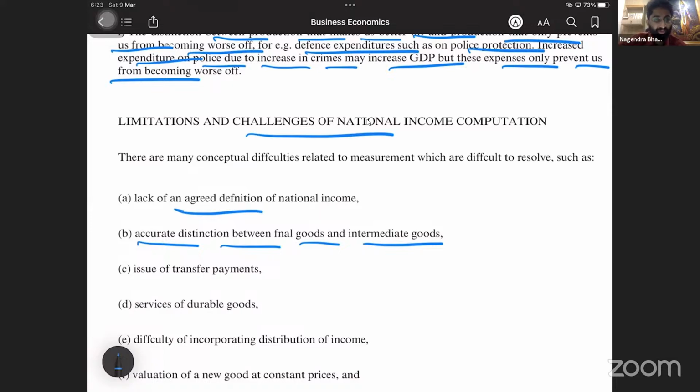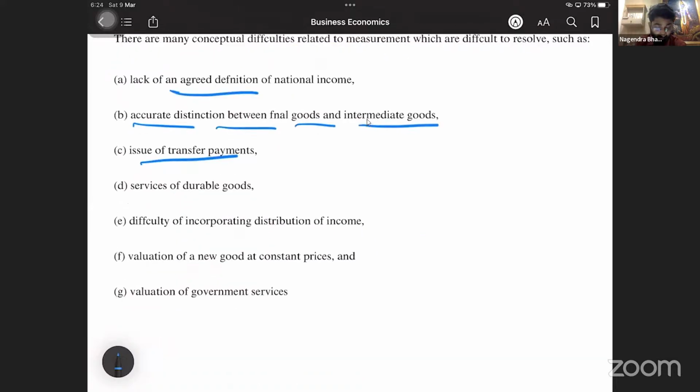That is one issue. Then there is the issue of transfer payments, whether we have to include them or not. Then services of durable goods. Durable goods means we can use them again and again. Whether we have to include their services or not, nothing but depreciation. How to calculate depreciation? That amount differs from time to time.